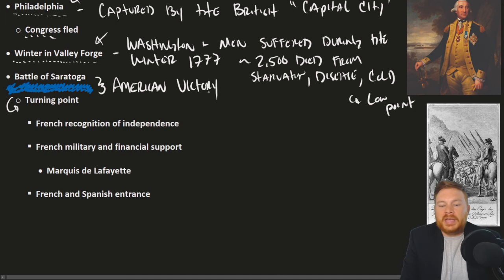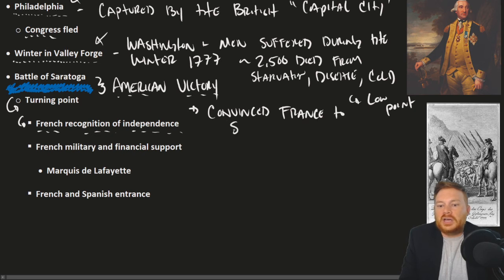British troops from Canada were attempting to march south and combine forces with British troops that were already in the colonies. Americans intercepted them, defeated the British there, and that was important because of what happened in the aftermath, and that was, number one, French recognition of independence. So we might say of Saratoga, in short, the American victory at Saratoga convinced France to side with the United States.